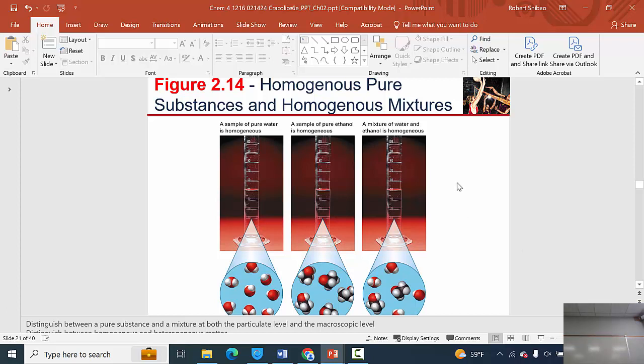Now, solutions don't have to be liquid. Does air look homogeneous to you, the air in this room? Air is a homogeneous mixture, and we call it a solution as well. So we could have gaseous solutions, liquid solutions, and solid solutions. The most common solid solutions are alloys. For example, if you look at 18 karat gold, does it look homogeneous or heterogeneous? It looks homogeneous, but did you know it's not pure? 18 karat gold is a mixture. It has some silver in it.